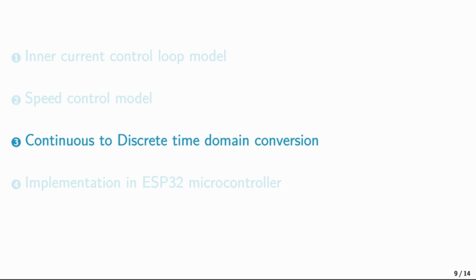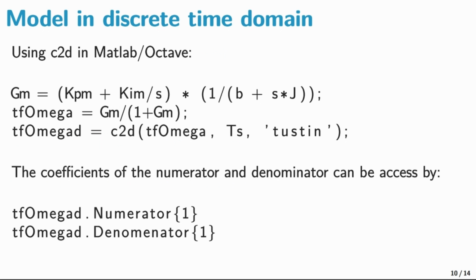Now let's see how we can obtain the discrete equivalent of this closed loop system. Because the resulting discrete equivalent is of higher order, calculating the coefficients manually can be quite challenging. Therefore, we use MATLAB or Octave to perform the discretization automatically.